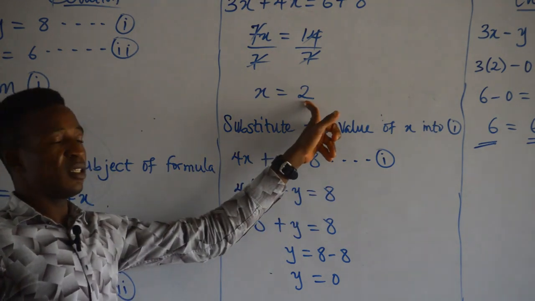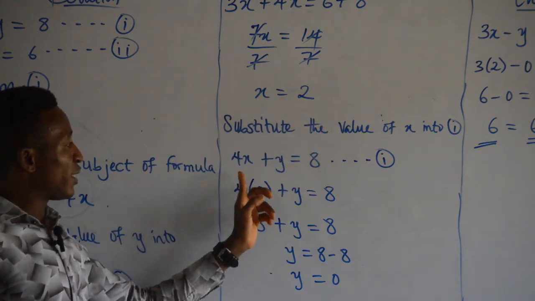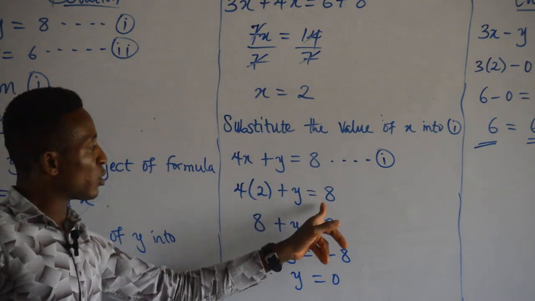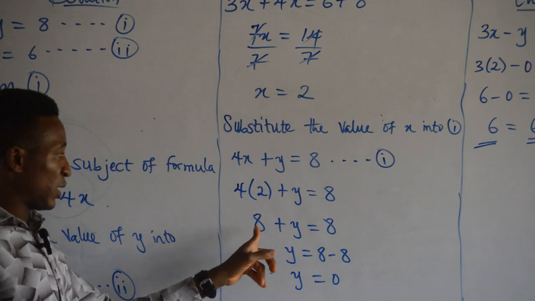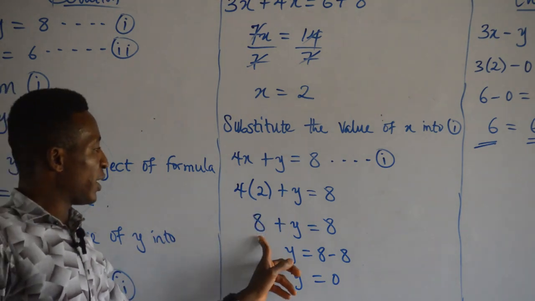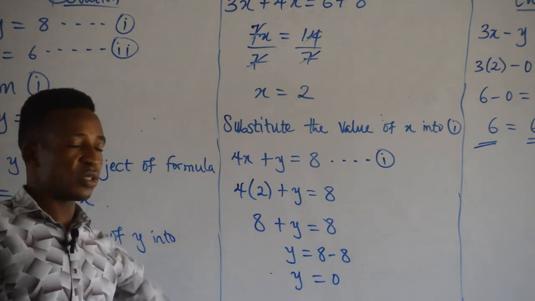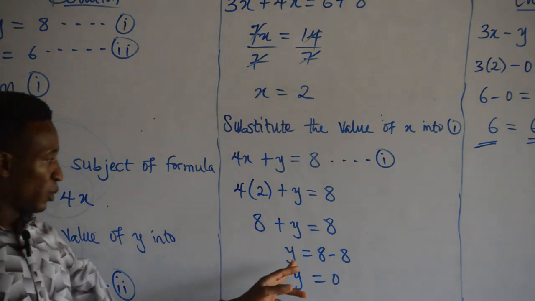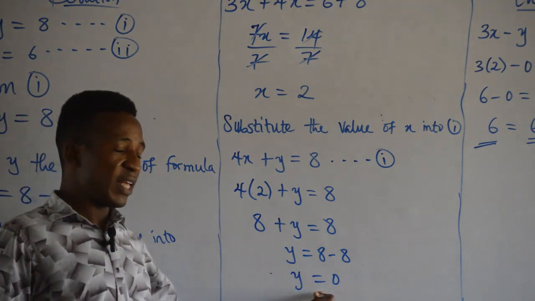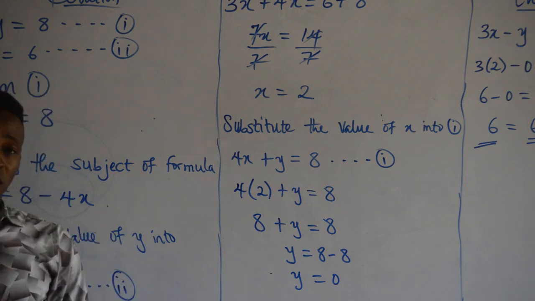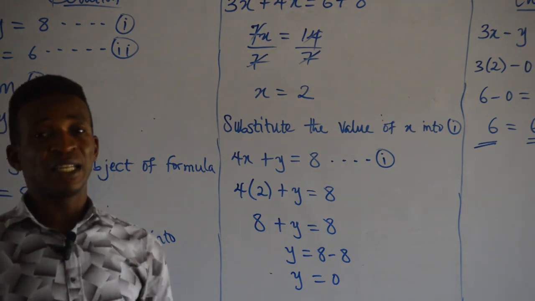Then our x here was 2. So anywhere I see x, I put my 2. 4 bracket 2, that's 4 times 2, which is 8. So we have 8 plus y equals 8. 8 crosses to the other side and becomes minus. So we have y equals 8 minus 8, y equals 0. And that gives us the final answer for both x and y.